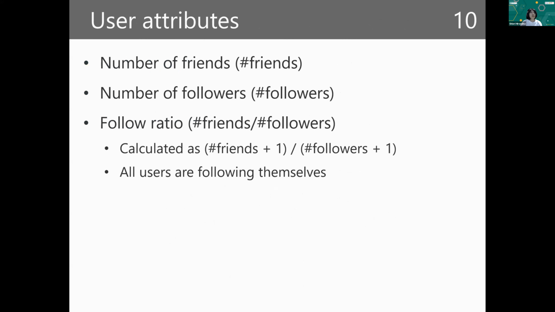The user attributes are the number of friends, the number of followers, and the ratio of them. The follow ratio is calculated by this equation because we consider all users are following themselves. We compare these three attributes to find the best indicator of location homophily.